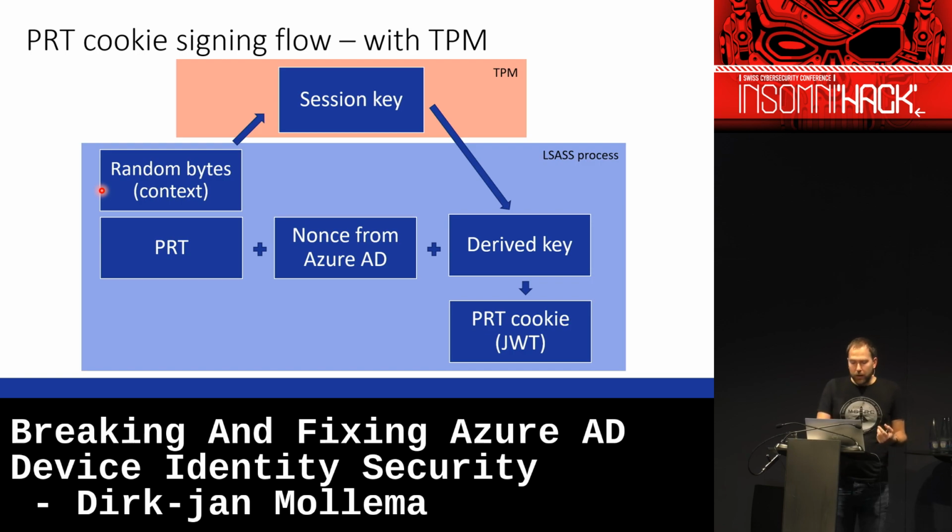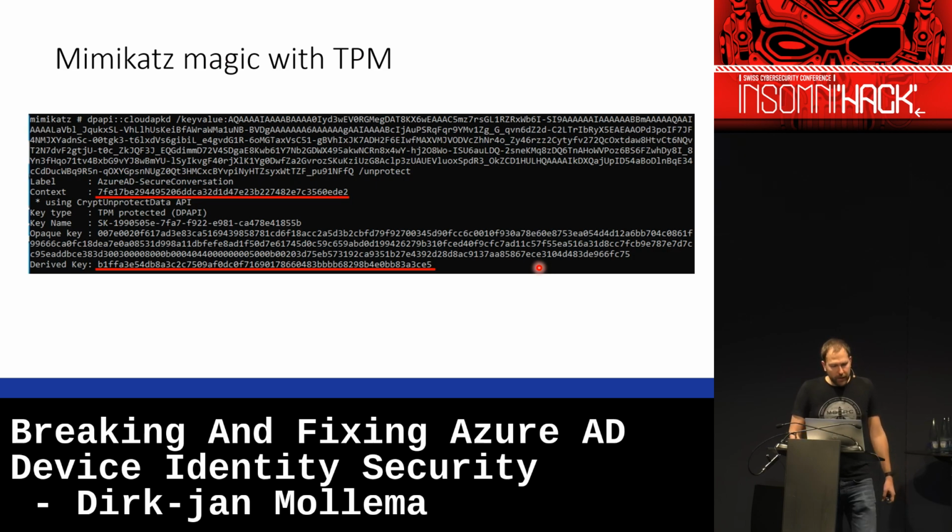So if you are an attacker with access to the LSS process, then you can perform a lot of pre-calculation attacks. If I just give a lot of random bytes to the TPM, it will generate a lot of derived keys for me. Because these derived keys do not expire, they're just based on random bytes, if I have access to the operating system, I can pre-calculate them and then use these keys whenever I want without even needing the session key. So there's quite a flaw in this. And you can use Mimikatz to do this.